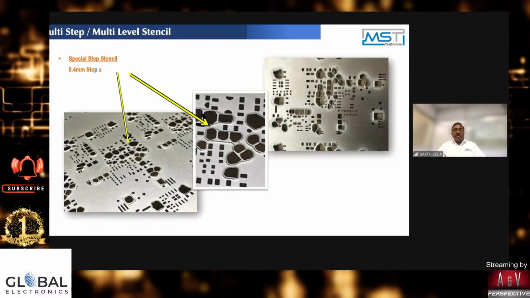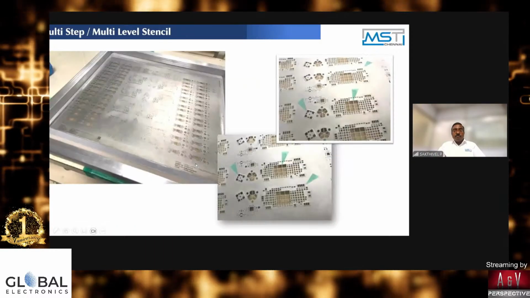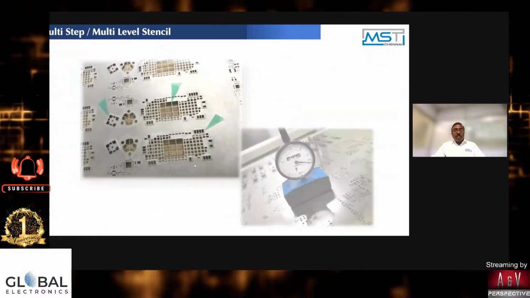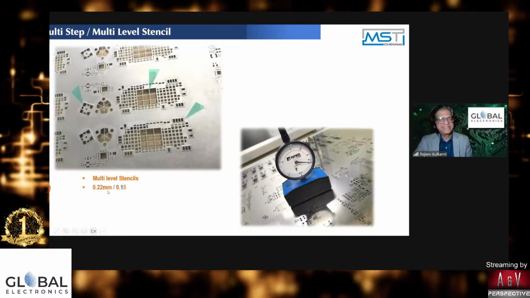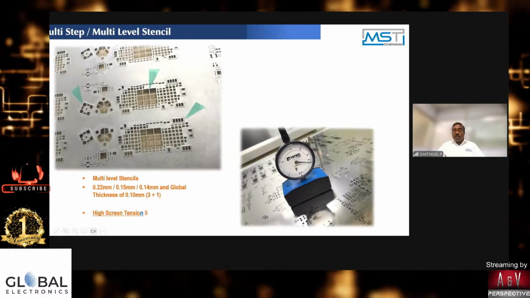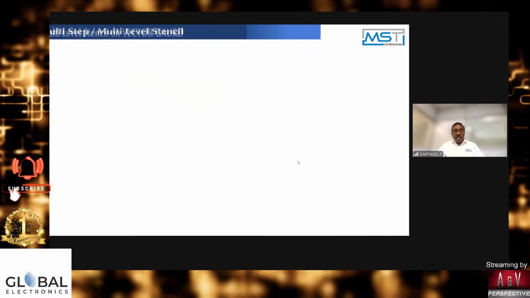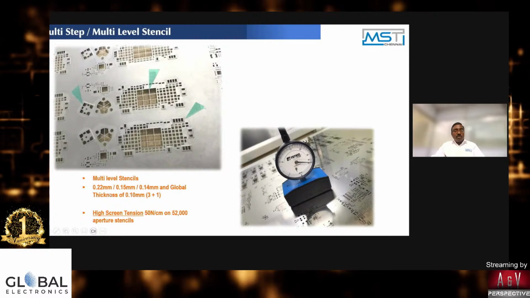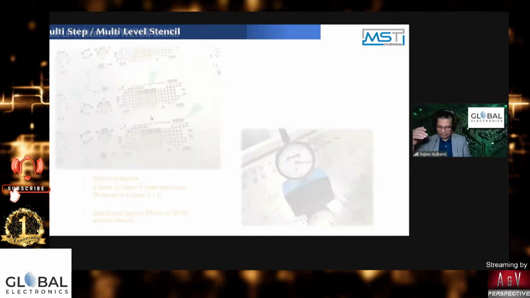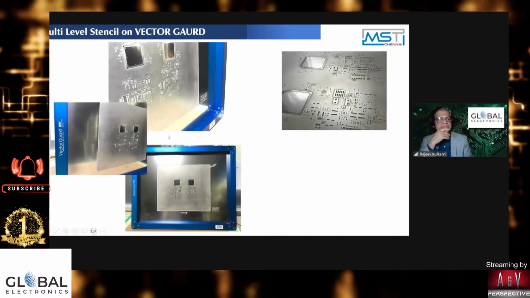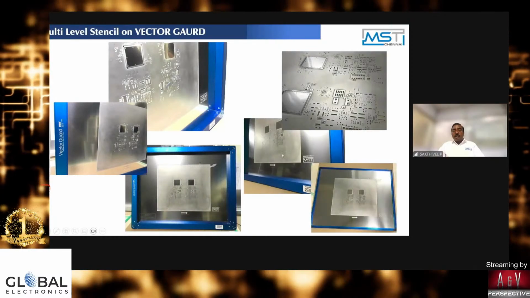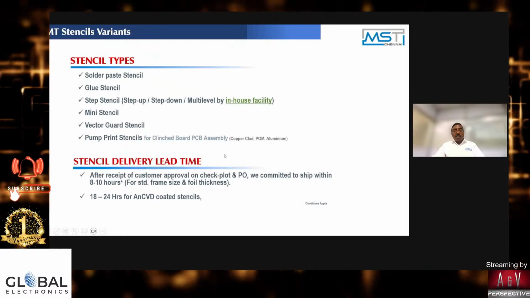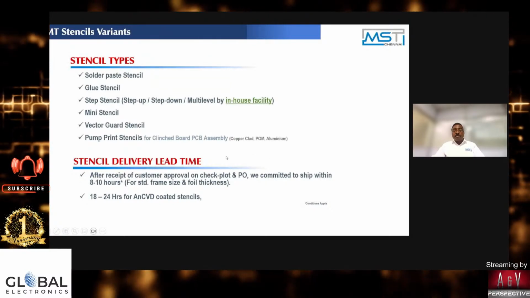This is another stencil presentation. This is a networking board, a mobile phone 5G network board. With 52,000 holes, we were able to achieve a screen tension of 50 newtons, high screen tension, with 4 layers of stencils and vertical stencils with multiple step chemical etching. So this is all about our stencil products here.